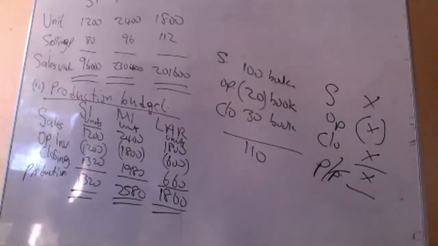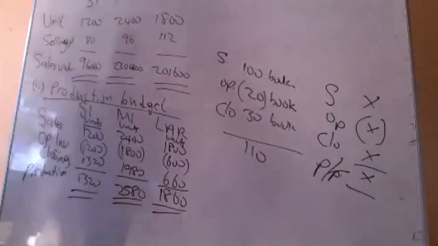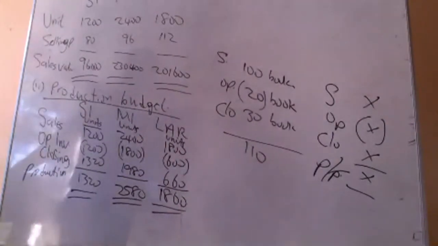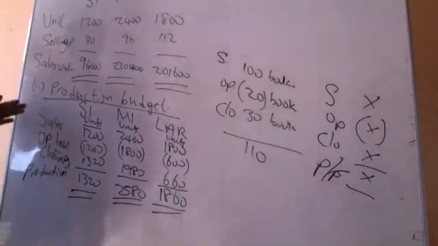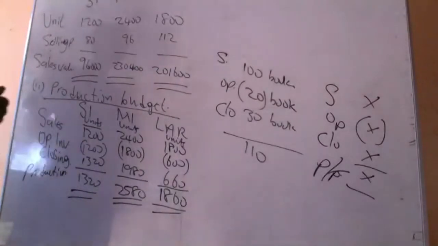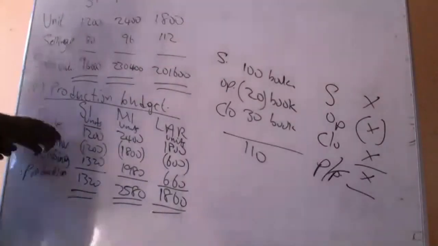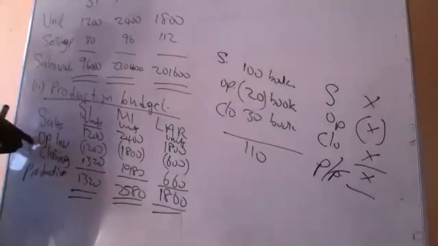540. Which one? Which of them? They are correct. Yes, they are correct. Good. So that's it. We are done with the production budget. So anytime you are looking for production budget, this is the format. Sales, add closing inventory, less open inventory, you are done.